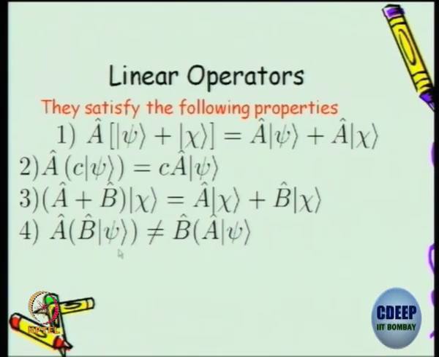If you have a product, when will this be equal? Only when AB is the same as BA. Okay. So, in general, two operators AB may not be the same as BA. So, in general, AB operating on psi will give you a different answer compared to BA operating on psi. So, the order matters in quantum mechanics. All the operators when I write, I have to be very careful with the order.